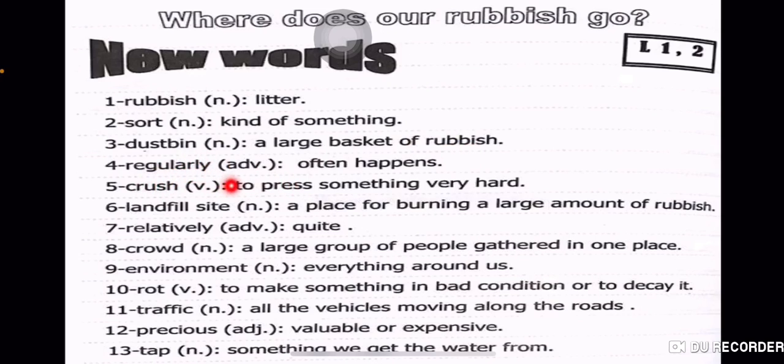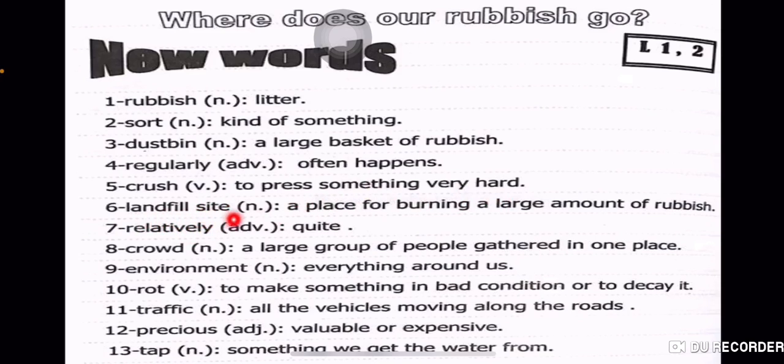Number 4. Regularly. Regularly is an adverb. It means often happens. Number 5. Crush. Crush is a verb. It means to press something very hard.